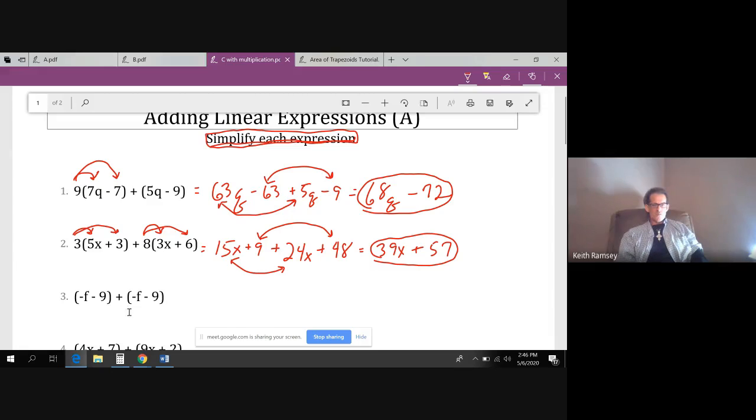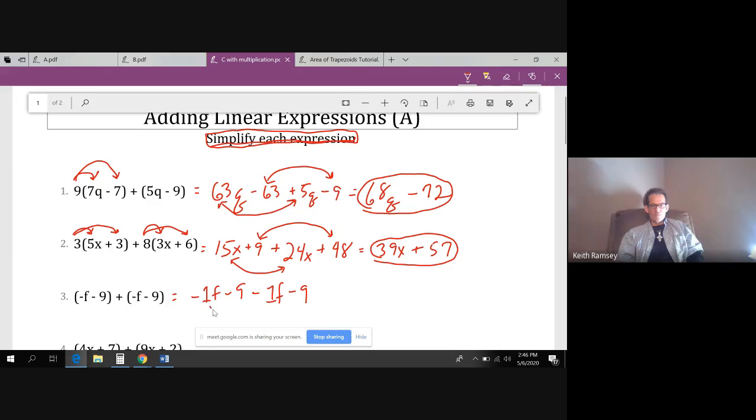Let's look at number 3. This one's an easy one, except for those f's that don't have anything in front of them. This is just testing: do you know that -f is the same as -1f? There's a 1 there, okay? -9. And then it has the same thing here. It has another -f, that's -1f, -9. And then just combine those.